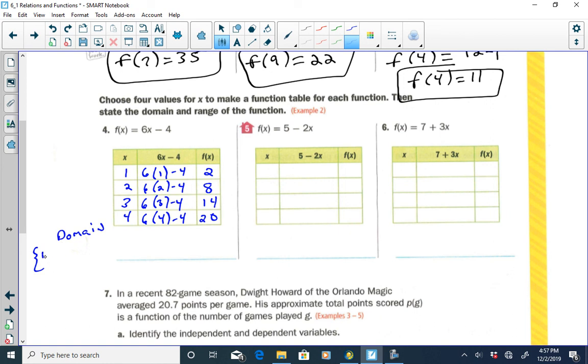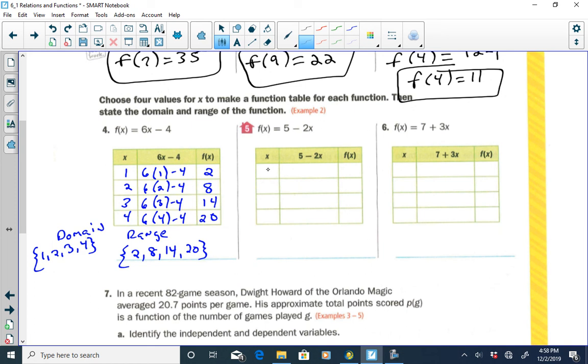Is what? 1, 2, 3, and 4, right? That's the domain values. The range values, they're your outputs. So it's going to be 2, 8, 14, and 20. Those are your range values. Pretty simple. Next example.